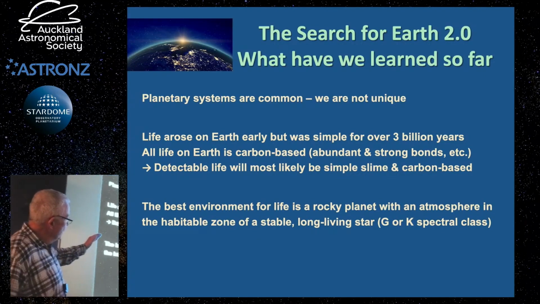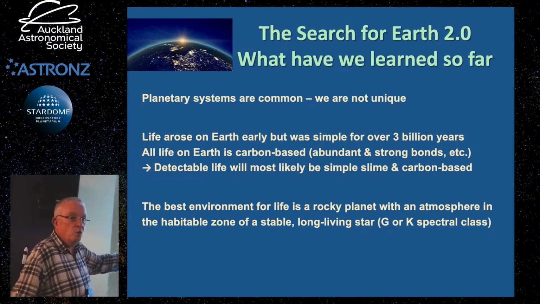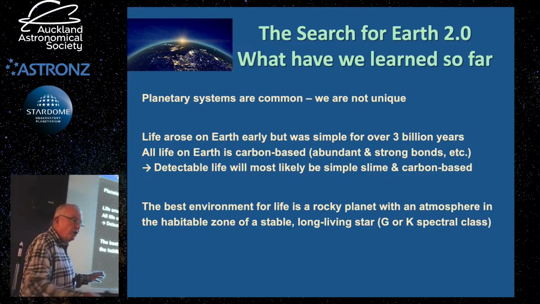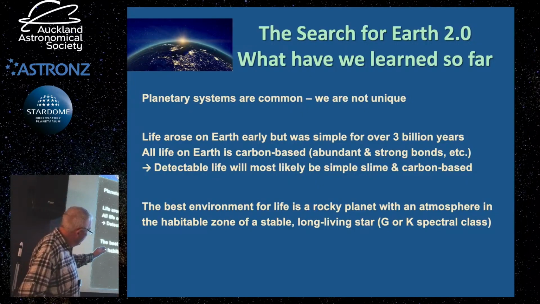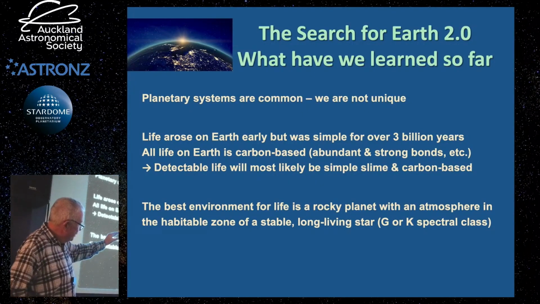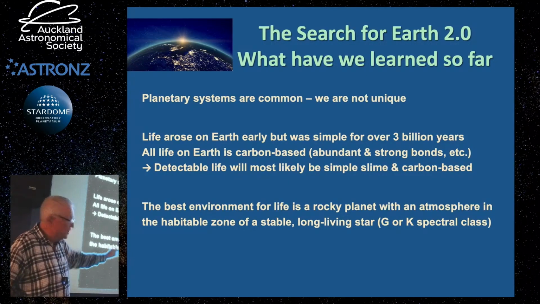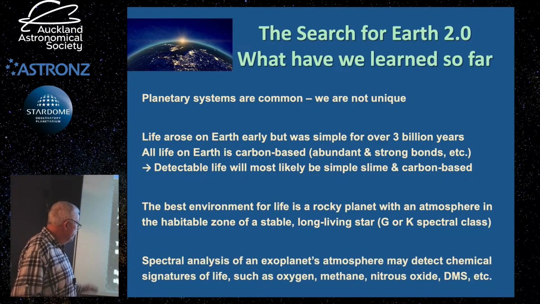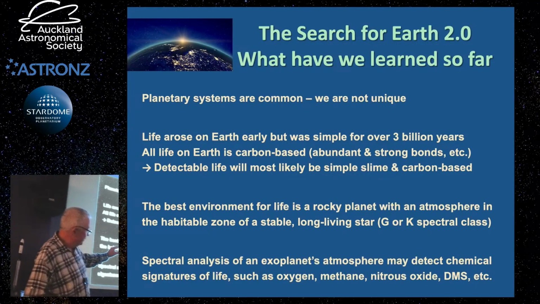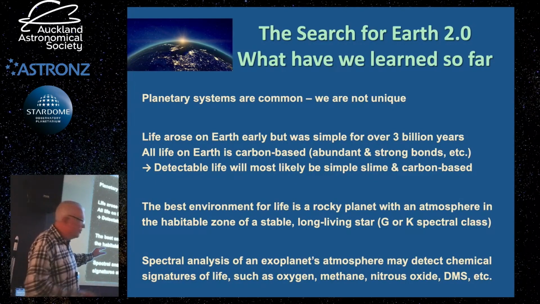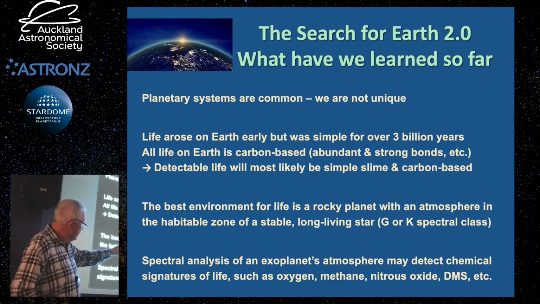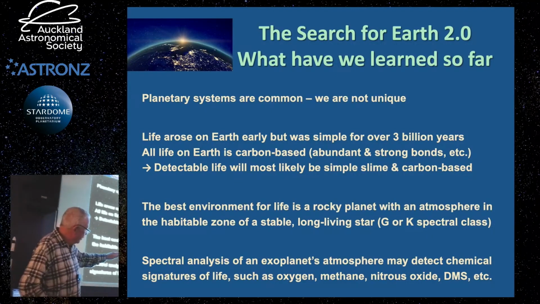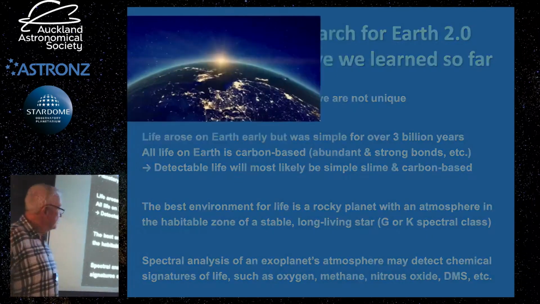The best environment for life is a rocky planet, obviously with an atmosphere to support water, to support life, in the habitable zone, that sweet spot where there's liquid water, not too hot, not too cold, and a stable, long-living star such as a G or K spectral class main sequence star. And spectral analysis of an exoplanet's atmosphere, with the James Webb and hopefully the Extremely Large Telescope up and running in 3 years, may detect chemical signatures of life, such as oxygen, methane, nitrous oxide, and dimethyl sulfide.